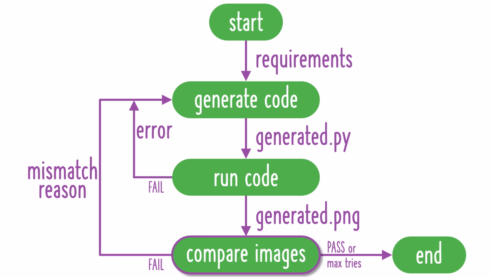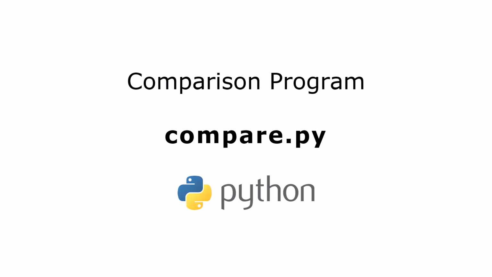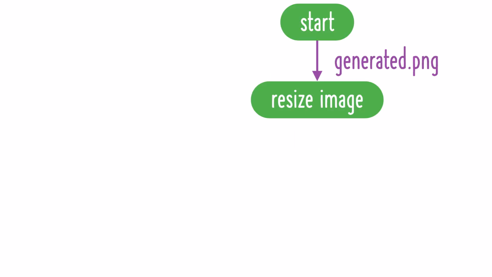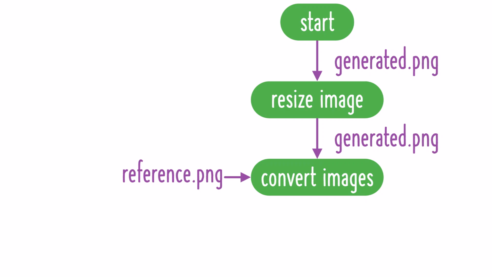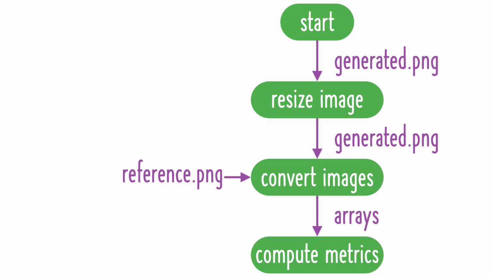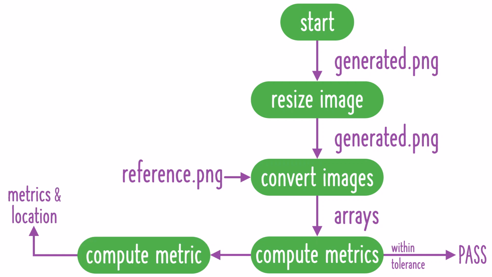Now we'll take a quick look at the comparison logic, which is also a Python program. The generated image is resized if its dimensions don't match our reference. The images are converted into 3D arrays of RGB pixel values. The peak signal-to-noise ratio and the normalized root mean square error are calculated. If the metrics are within tolerance, then the word pass is returned. Otherwise, it computes the mean absolute difference and returns the metrics plus the location of the largest mismatch.